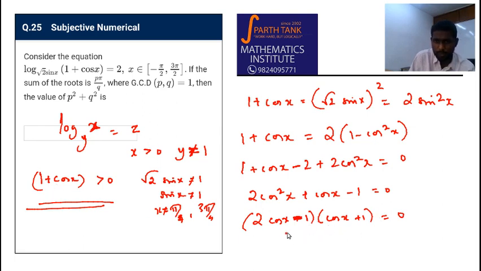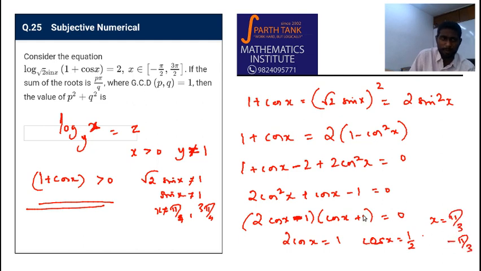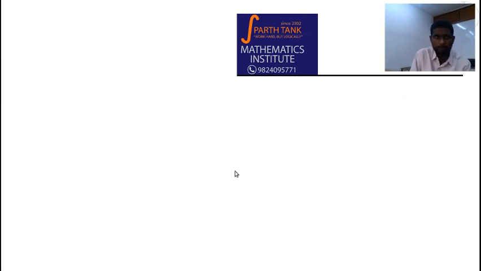So this can't be 0. So only 2 cos x minus 1 can be 0, or cos x can be 1 by 2. And in this range, cos x is 1 by 2 can mean x is pi by 3 or minus pi by 3. Now at minus pi by 3, sin x would become negative, and this base cannot be negative. It has to be positive but not 1. Therefore, x is pi by 3 is the only solution. There is only one root, which is pi by 3.